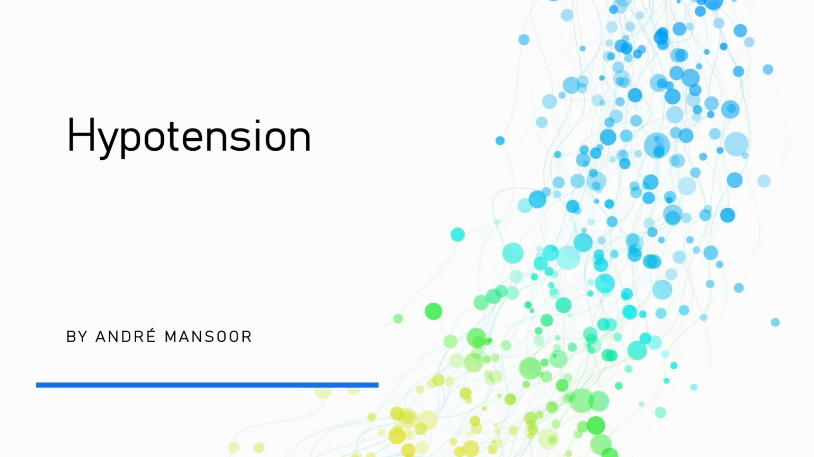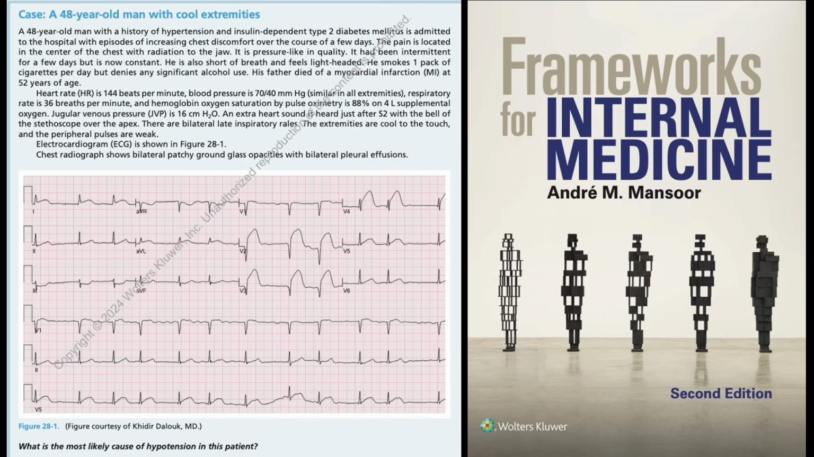In this video, we're going to walk through a practical, physiology-based framework for understanding hypotension, the same approach I use on rounds and teach in Frameworks for Internal Medicine. We'll start with a real clinical case because hypotension only becomes meaningful when you see how it presents in an actual patient. From there, we'll build a simple but powerful framework that divides hypotension into 4 major categories, each one representing a different failure point in the cardiovascular system. Let's start with a case from Frameworks for Internal Medicine.